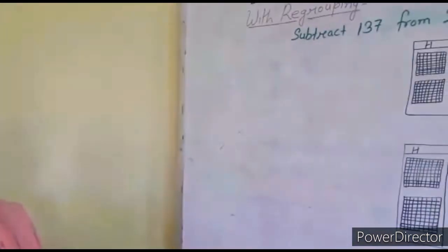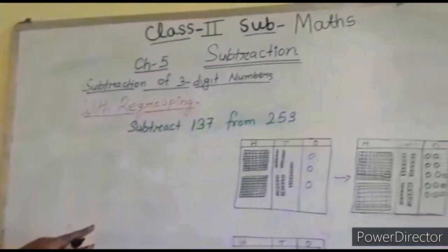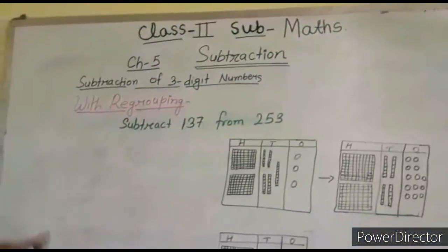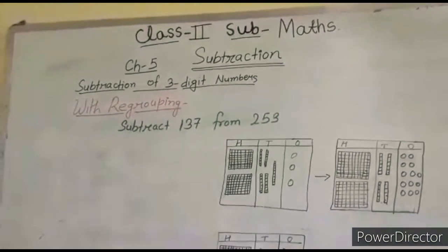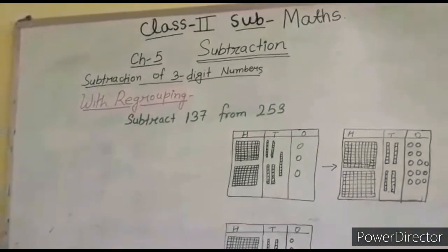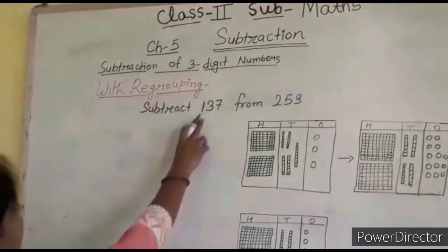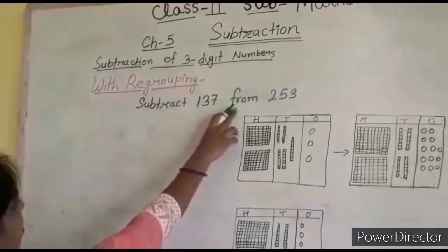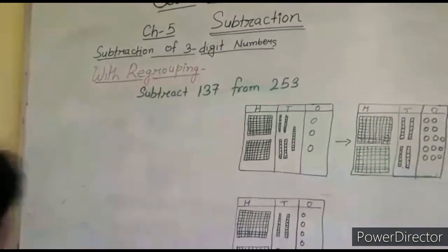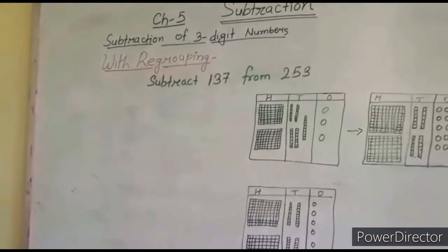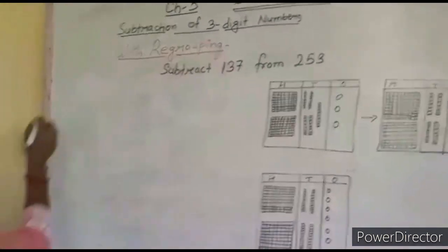In the last class I discussed the subtraction of 2-digit numbers. In this class I am going to discuss the subtraction of 3-digit numbers with regrouping. Here I have taken 3-digit numbers. We have to subtract 137 from 253. So first we have to arrange the numbers in a column.